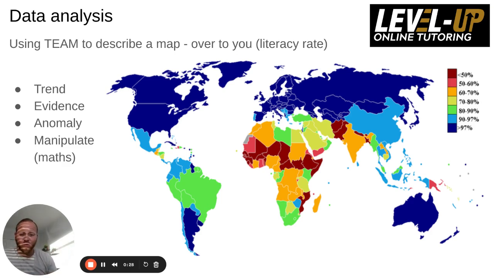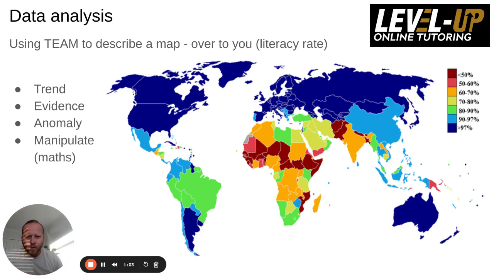We can use this to describe maps, but we can also use it to describe graphs. In this example, we're going to use it to describe a map. We can clearly see that this shows literacy rate across the world, with varying colors representing different values. The dark blues are like 97% of the country have really high literacy rates, which means at the age of 15, they can read or write a basic sentence like, I saw a cat. But you can also see there's parts of the world where the literacy rate is still 50%, so only half of people at 15 can use a basic sentence like that.